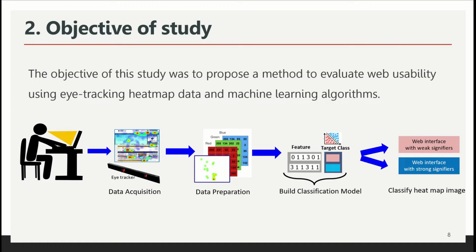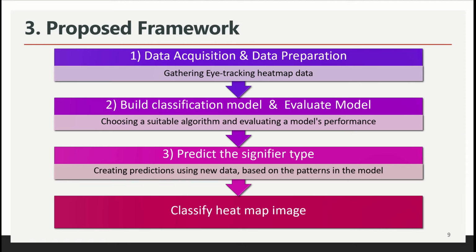The objective of this study was to propose a method to evaluate web usability using eye tracking heat map data and a machine learning algorithm. This research was conducted as a preliminary experiment. This is a fundamental stage that focuses on signifier classification. Our framework is presented as follows. First step, data acquisition and data preparation. Second step, build the classification model and evaluate the model. And third step, predict the signifier type.